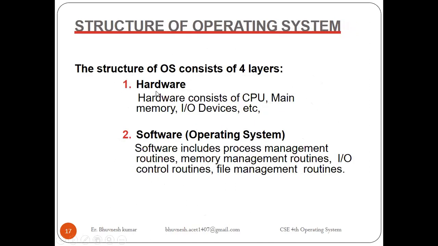Then the definitions. What is hardware? Hardware consists of the CPU (central processing unit), main memory, and input output devices. Second is your operating system, which is an example of system software. Software includes process management, memory management routines, input output control routines, and file management routines. All these are managed by your operating system.